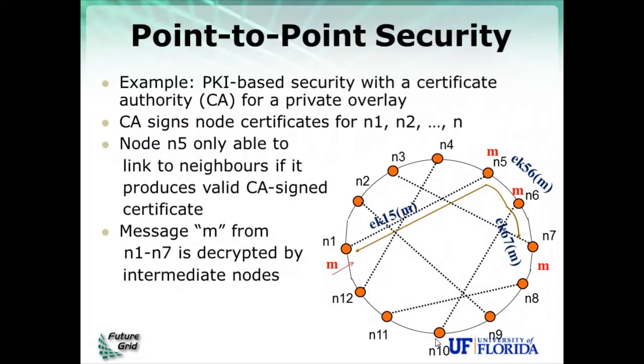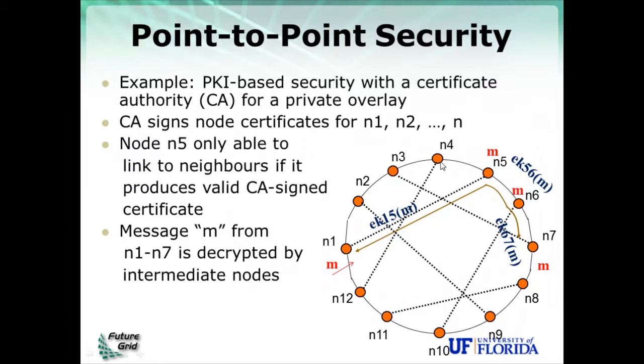So point-to-point security is useful in a case where you would like to ensure that nodes that join the overlay have been vetted or signed by a certificate authority. The model that is used here is that there is one certificate authority that signs for an overlay. So let's say you would like a private P2P overlay for your virtual networks. There's a certificate authority that signs node certificates for each node that joins the network. And in this example, we have, let's say, node number 5.